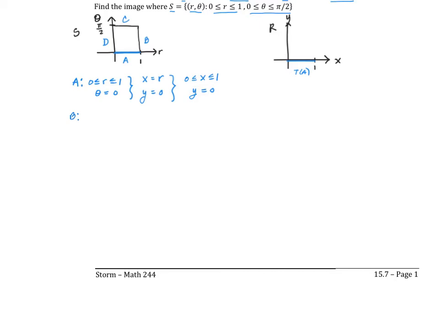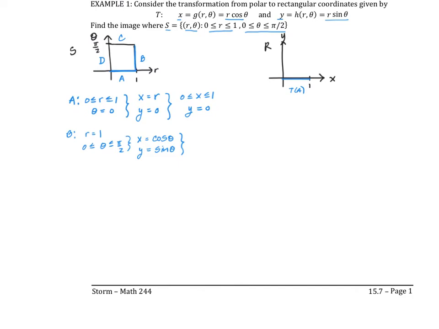When I look at B, that would be this line segment where my R values are all equal to 1, but my theta values go from 0 to pi over 2. So let's look at what my X and my Y values are. If R is equal to 1, then X is going to be cosine of theta. And Y is going to be equal to sine of theta. Now think about that. X is cosine theta, Y is sine theta, and theta is going to go from 0 to pi over 2. That's the unit circle.